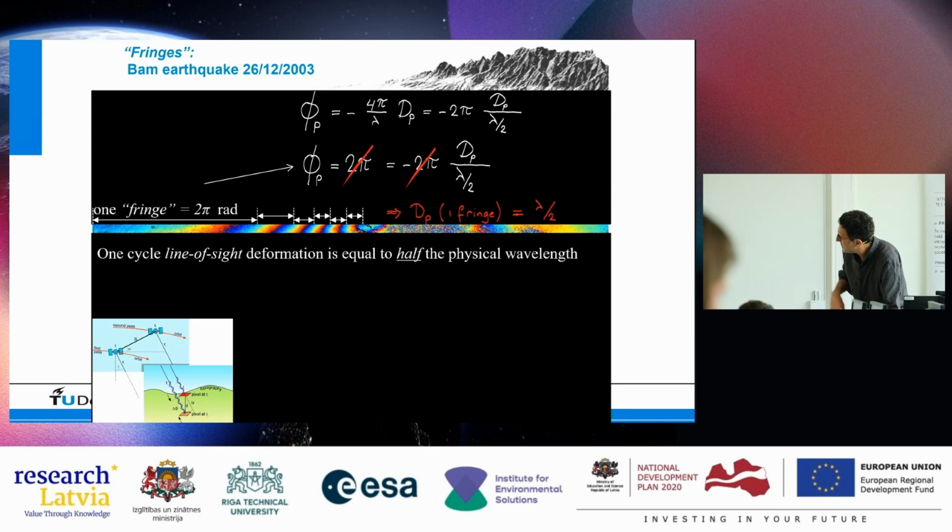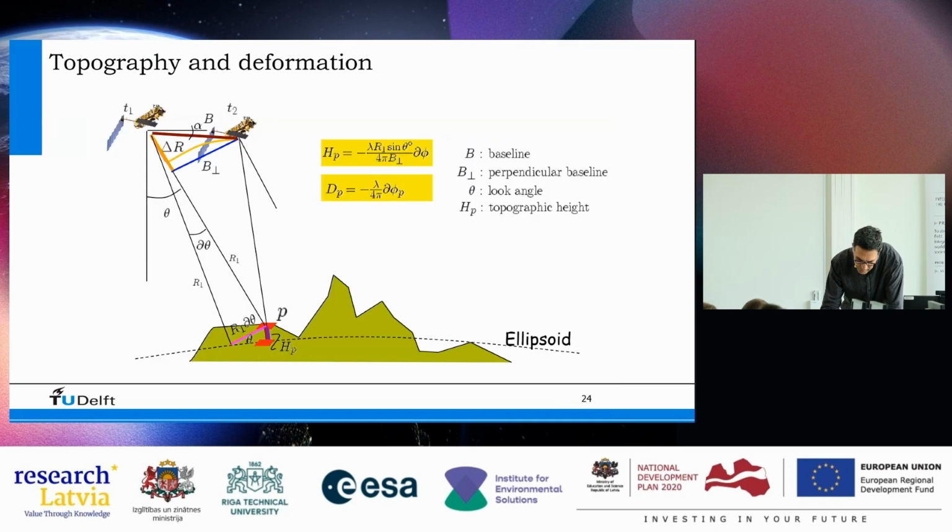This is the main message. One cycle is half the physical wavelength. And I will repeat that over the afternoon, and you will see it often. So remember this. One cycle of phase is equal to half the physical wavelength.